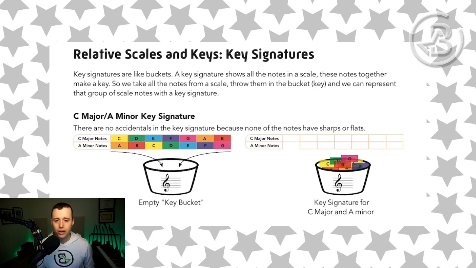In this lesson, we are going to do a deep dive into relative keys. We've talked a lot about relative scales in the past couple of lessons. What we're going to do now is understand the connection between the relative keys. So as you may remember from the key signature lessons, a key signature is like a bucket or a summary of all the notes in the scale, and it's showing us that at the beginning of the music before we actually play, write, or make music.